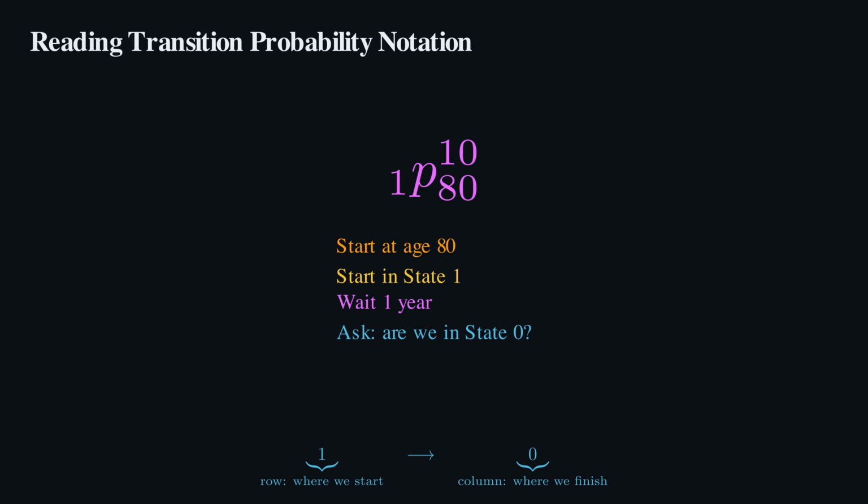The official one-year probability we need later is 1p81,0. Start at age 80. Start in state 1, wait 1 year, and ask whether we are in state 0. The first index is the row, where we start. The second index is the column, where we finish.